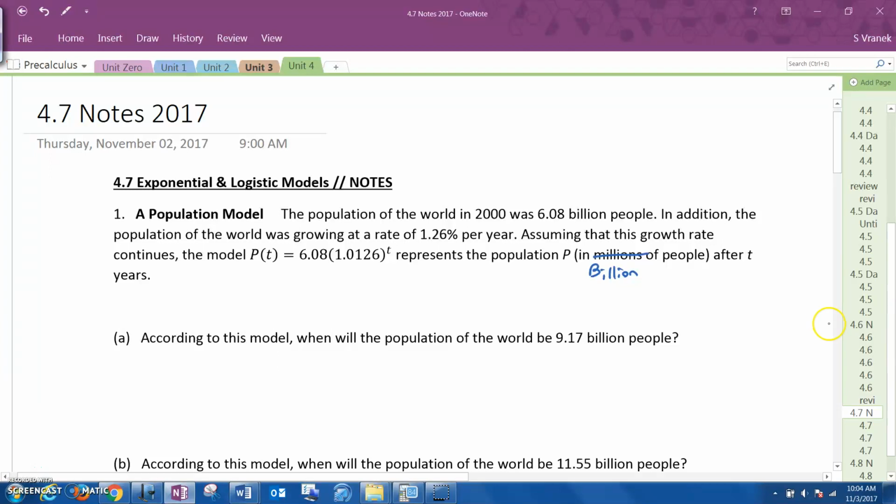Hi class, today is 4.7, the population models. We're actually just doing exponential models today.